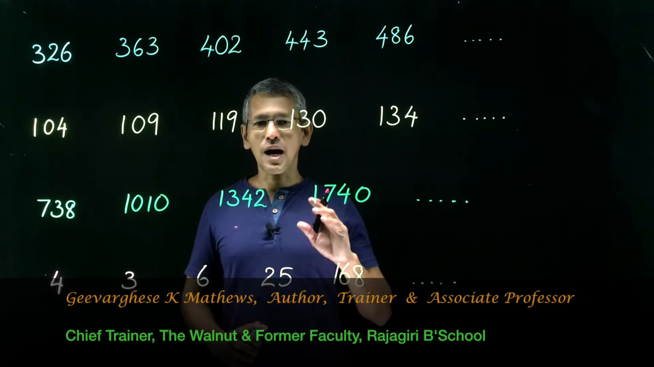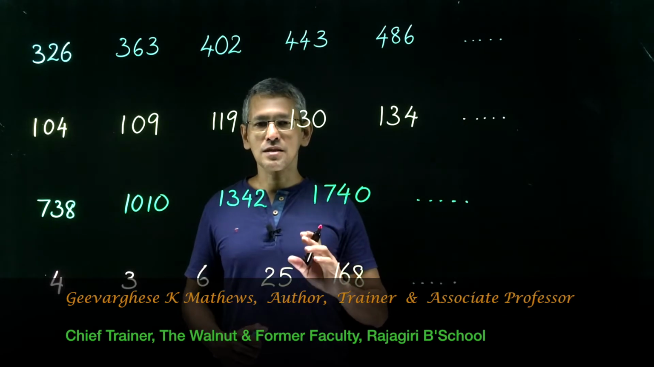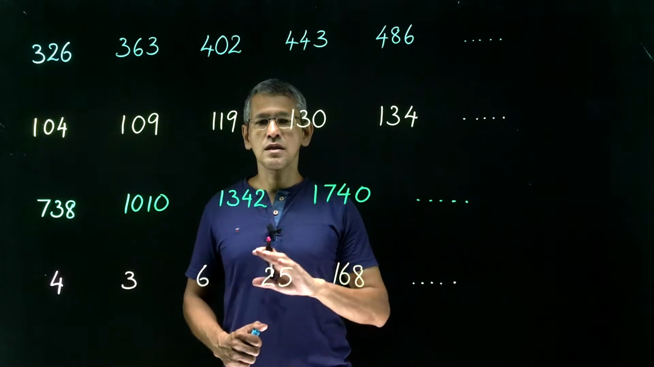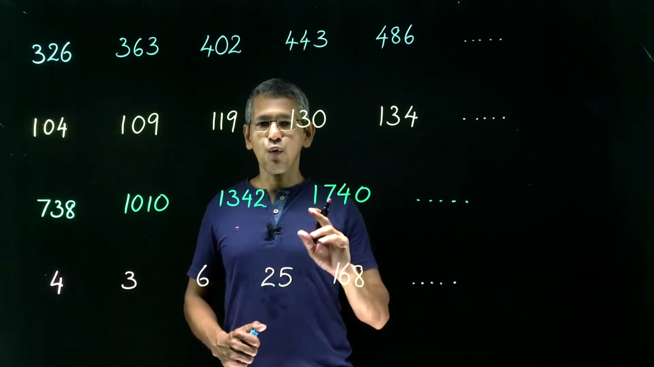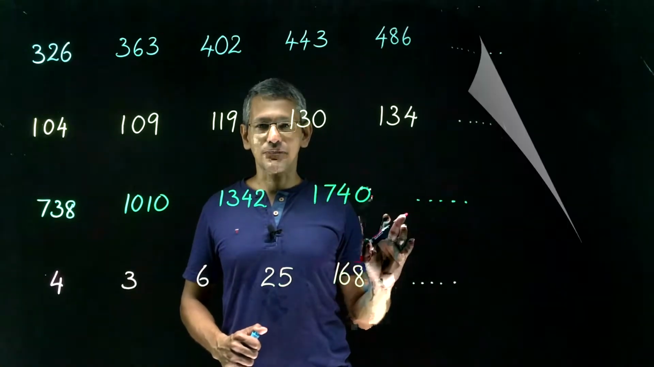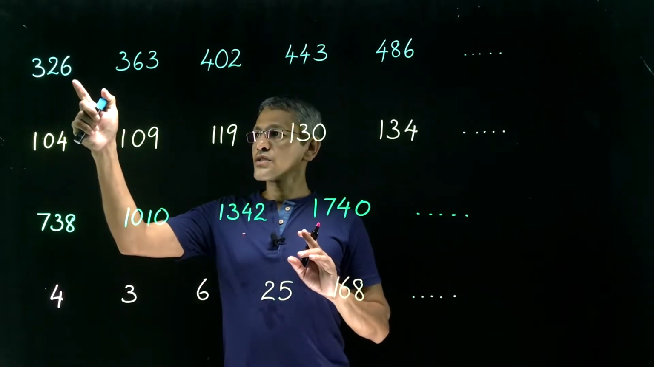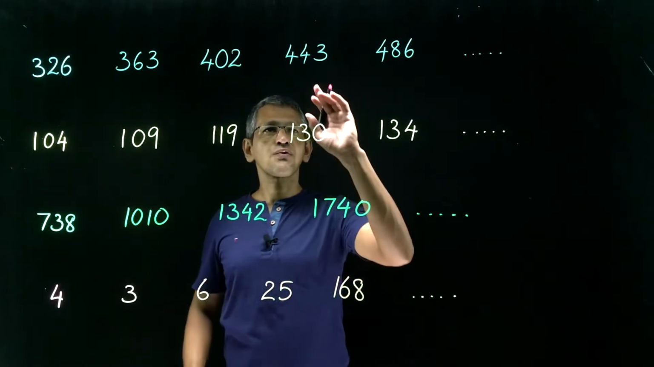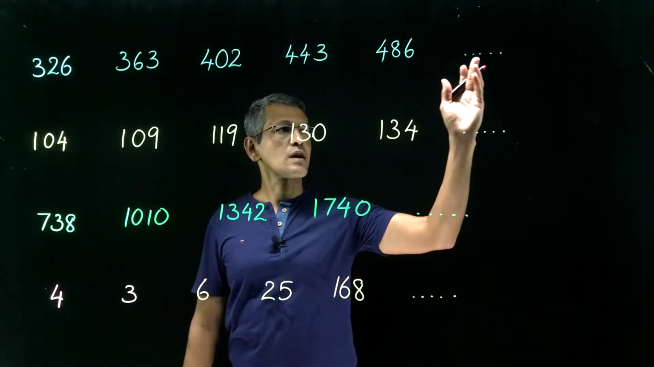This is a bit of a higher level question in number series. Of course, we have basic level videos on number series, and I want you to take a look at those videos if you haven't taken a look at them earlier. And start with this question right here: 326, 363, 402, 443, 486, and what is the next number?